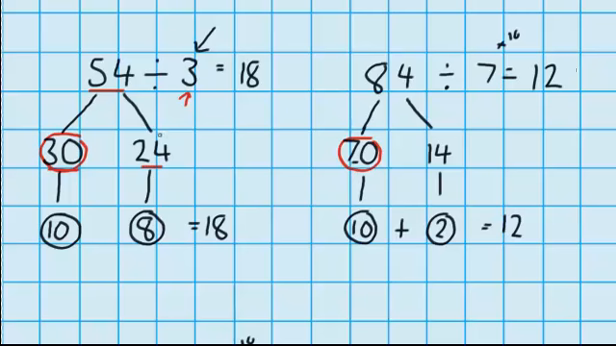And then for our second step, we're just sharing what's left over. And finally, we add these two amounts up, and that gives us the total amount that we put into each group.